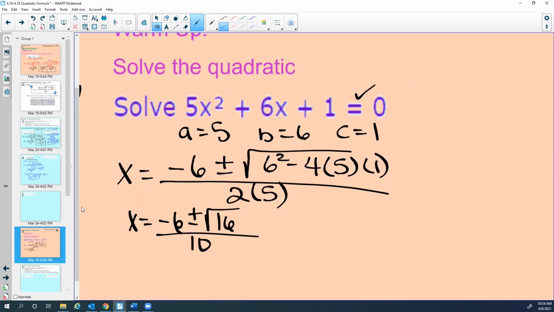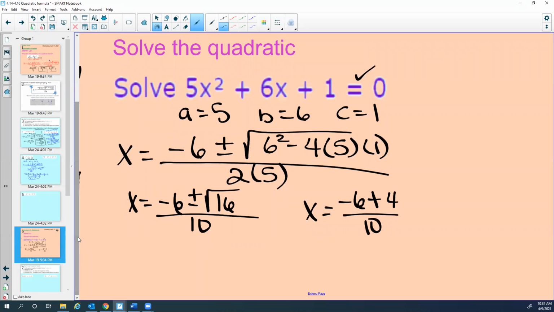That positive and negative we already have in the formula takes care of the positive and negative we get from the square root of 16. So my two answers are going to be x equals -6 plus 4 over 10 and x equals -6 minus 4 over 10. And yes, we do need to simplify this.